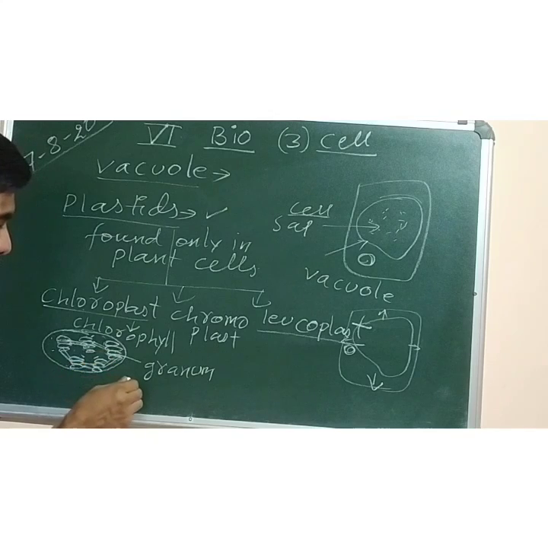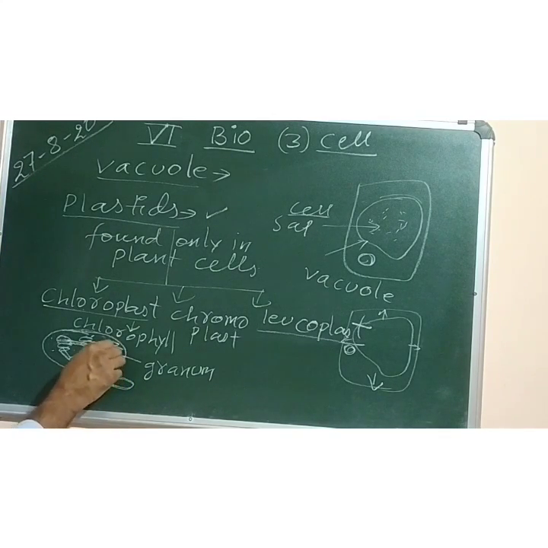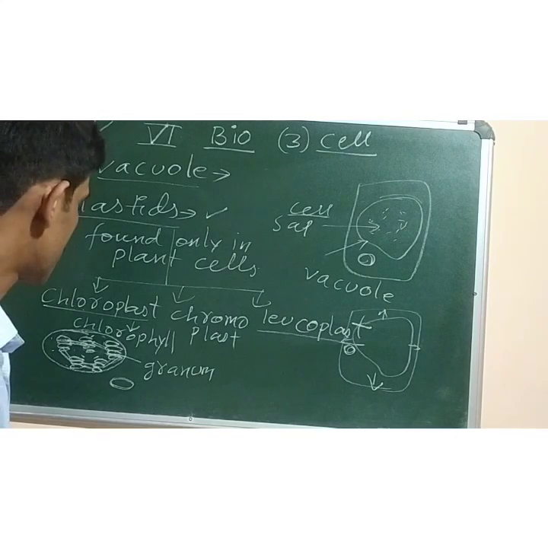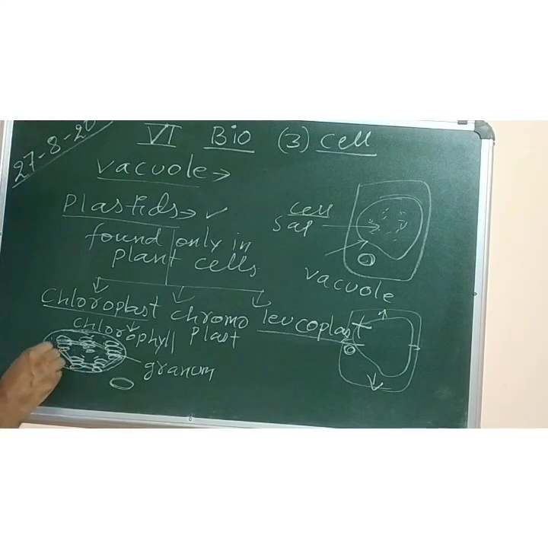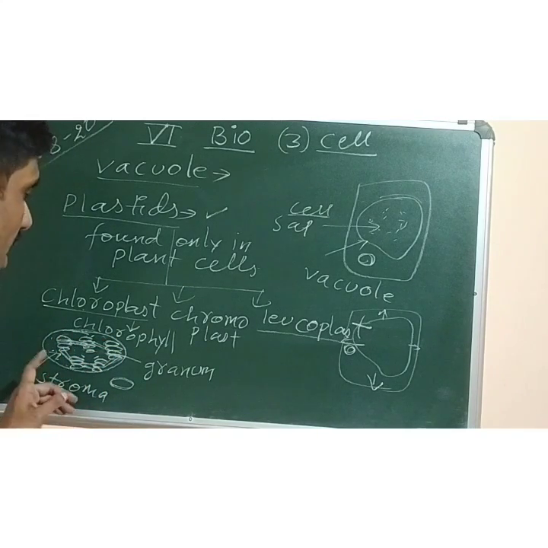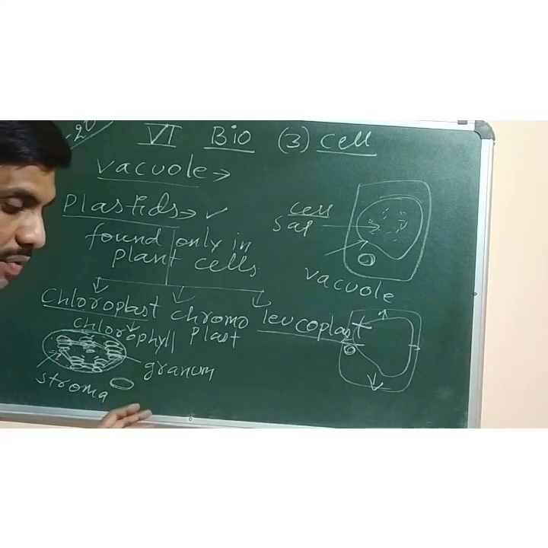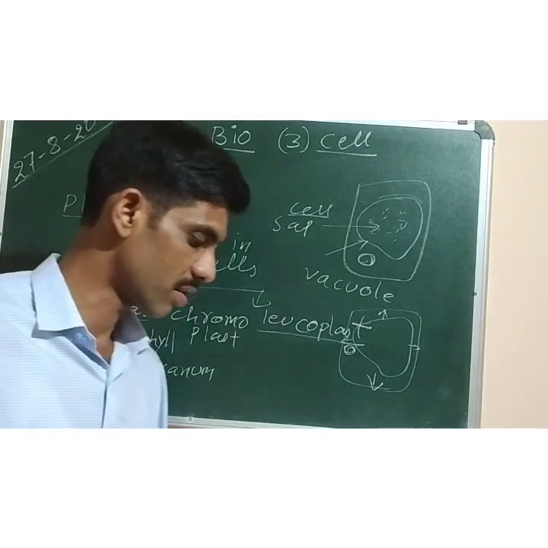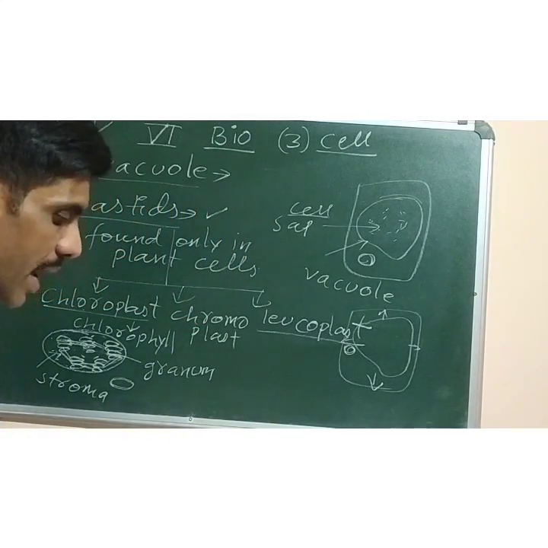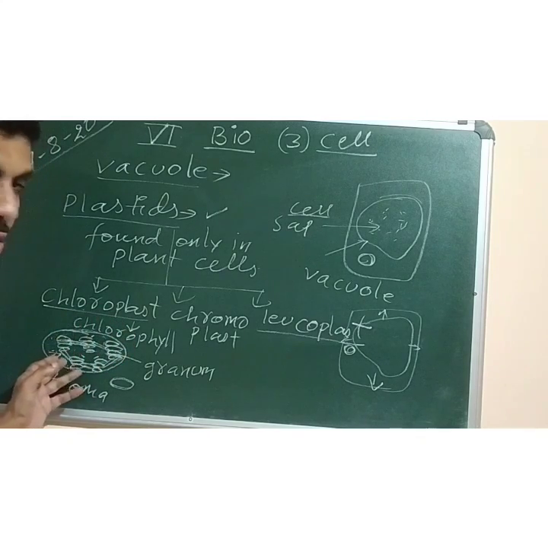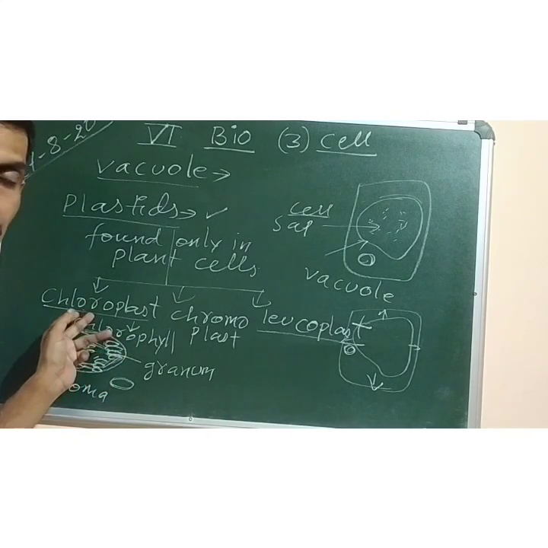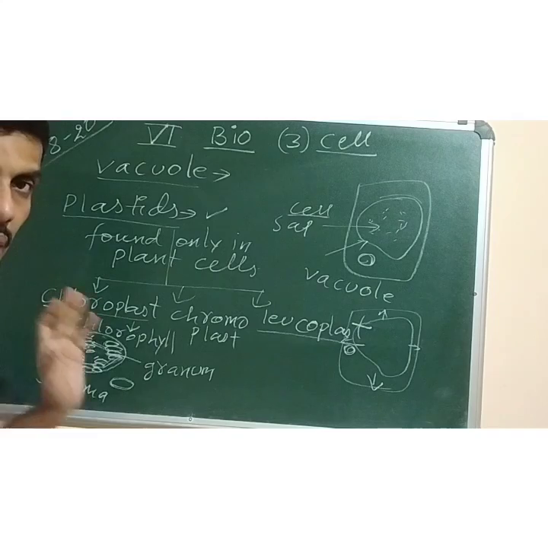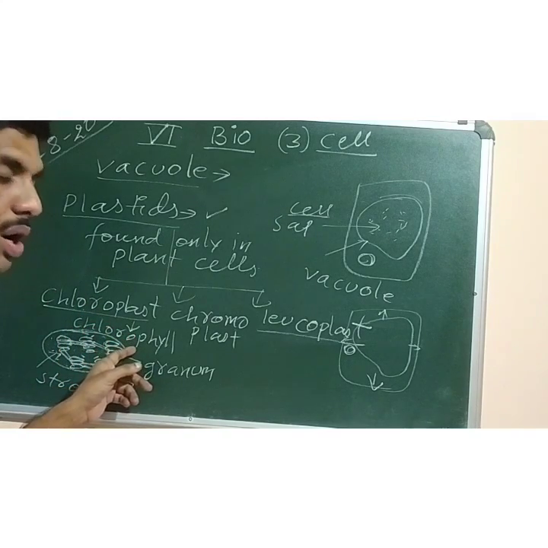Each granum consists of coin-like structures which are called thylakoids, and they are the site of the light reaction of photosynthesis. And this one is called stroma, S-T-R-O-M-A. The ground substance of the chloroplast is called stroma, and it is the place where the dark reaction of photosynthesis will occur. Now next we have the chromoplast. The first plastid is chloroplast. What is the color of chloroplast? Green. Why? Due to the presence of a pigment called chlorophyll.